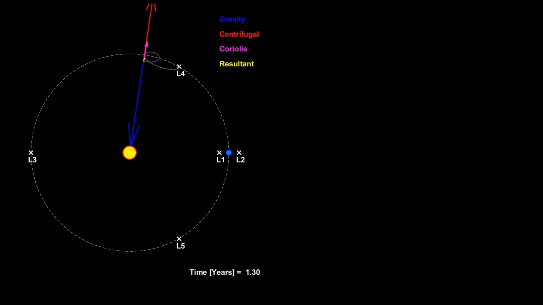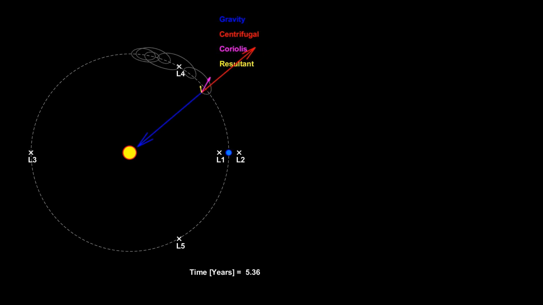As the spacecraft drifts inwards, the gravitational acceleration gets larger, which causes the spacecraft to orbit the Sun with a faster angular velocity, and it moves further away from the Earth. However, as the spacecraft picks up speed, the Coriolis force in the rotating frame increases.